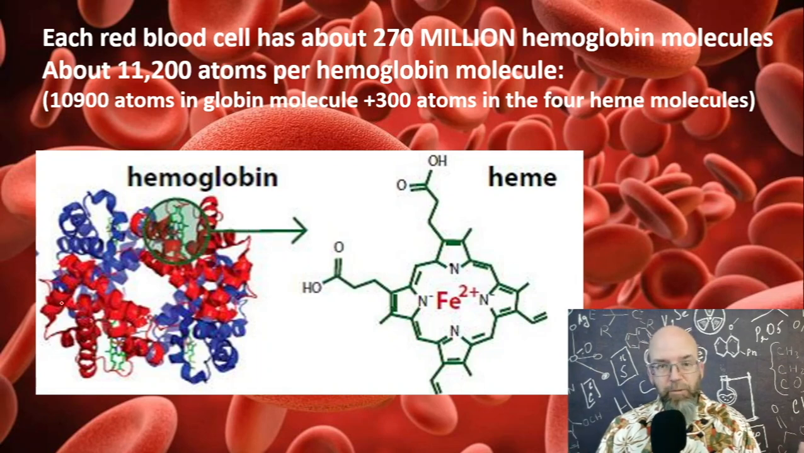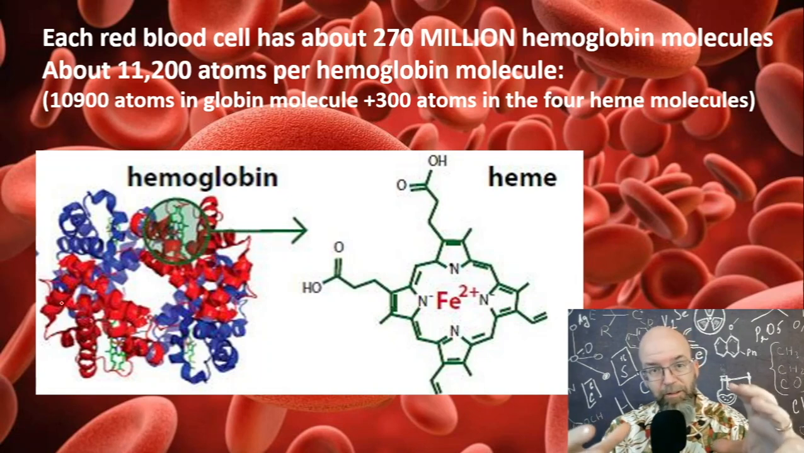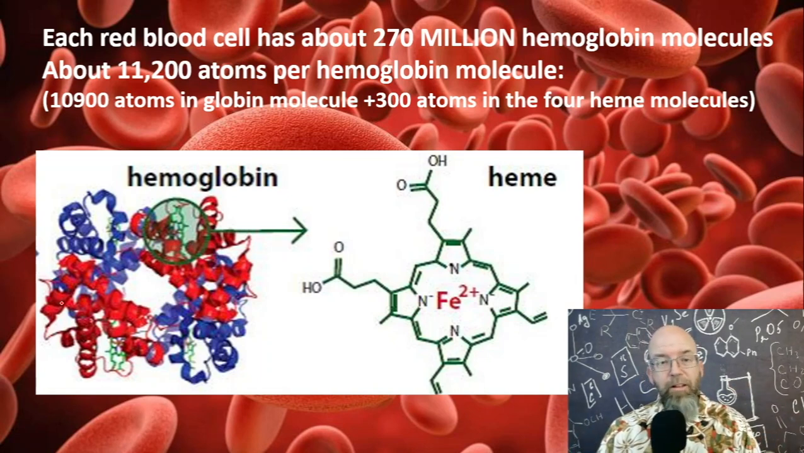And each hemoglobin molecule consists of about 11,200 individual atoms, hydrogens, carbons, oxygens, nitrogen, a little bit of sulfur, and as you'll see, iron. 10,900 of those atoms are found in the globin part, right? So there's 4 separate globin proteins, 2 alpha units and 2 beta units, and these 4 different proteins then come together into this large quaternary structure, it's called, that forms the globin part of the hemoglobin.